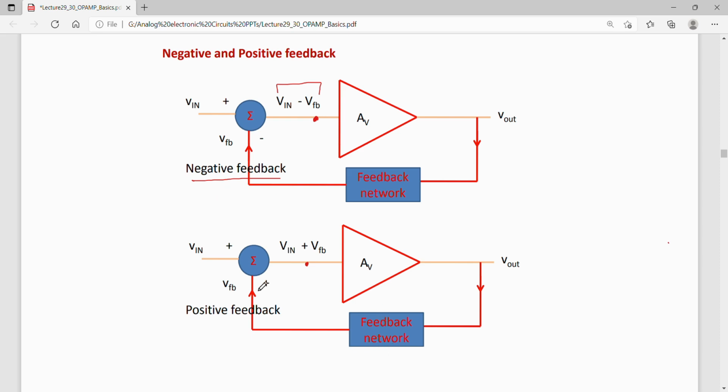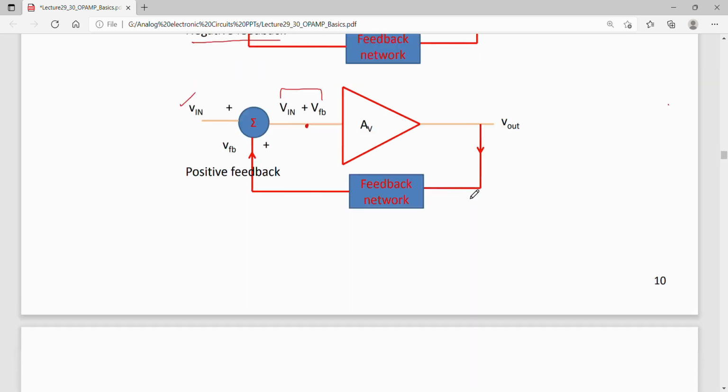Similarly, if it is a case of positive feedback, the output voltage helps the input voltage. That is, the input voltage applied at the amplifier is now the sum: this feedback signal adds to this input voltage. So the final input applied is Vin plus VFB, the feedback voltage. That is how one can identify the feedback in op-amp also.